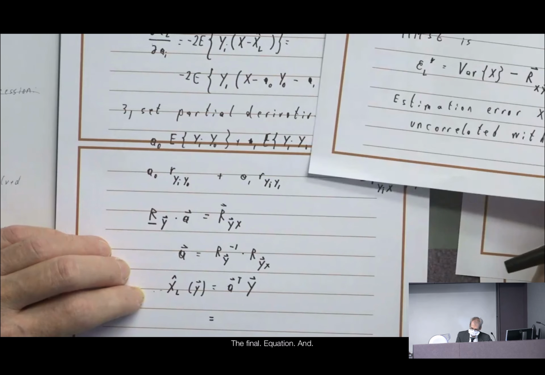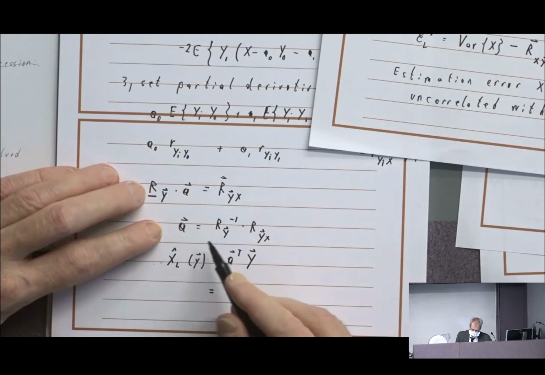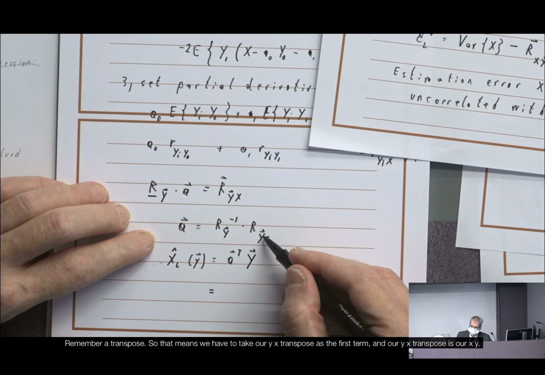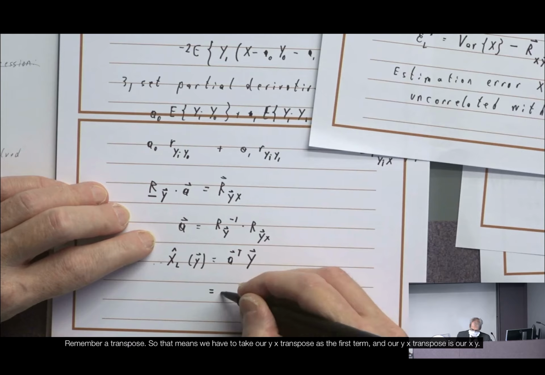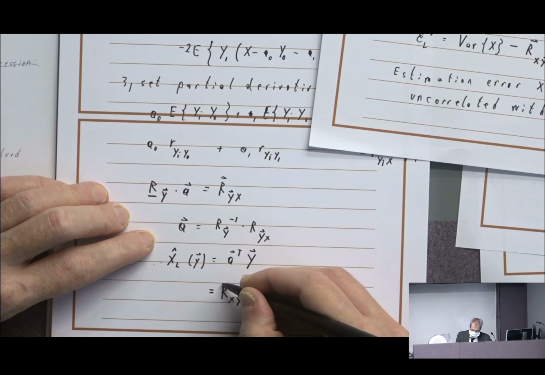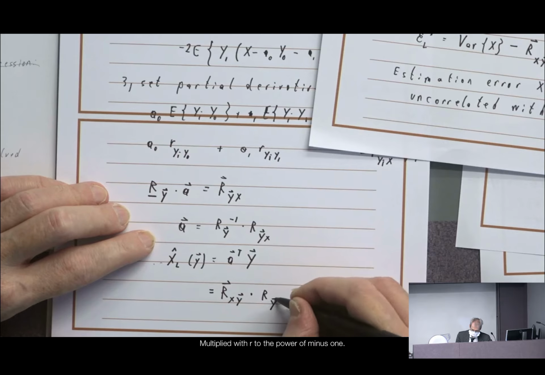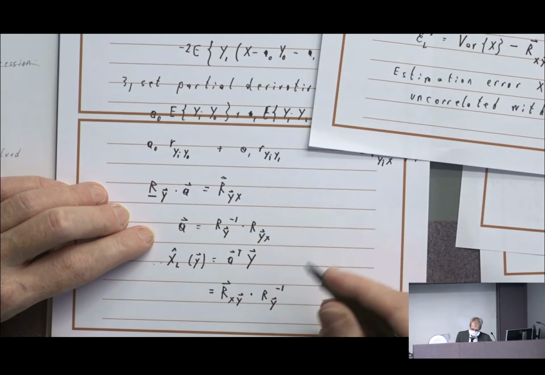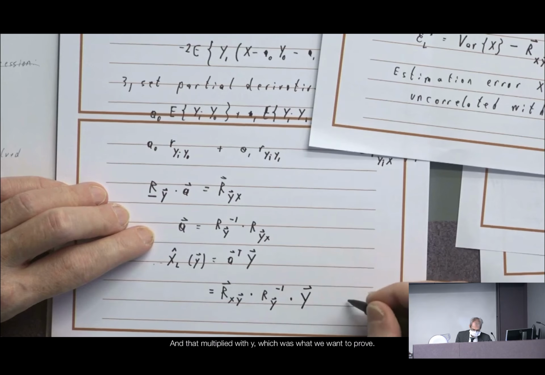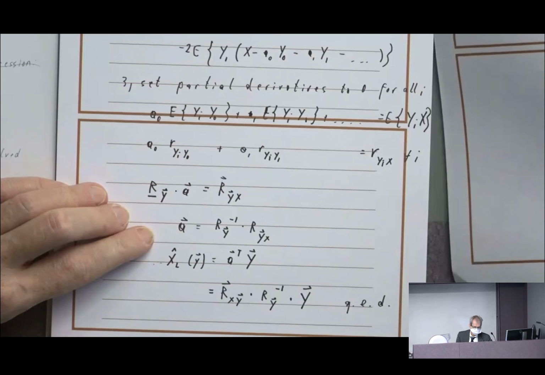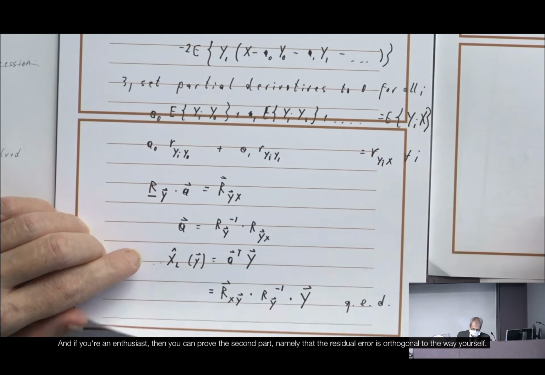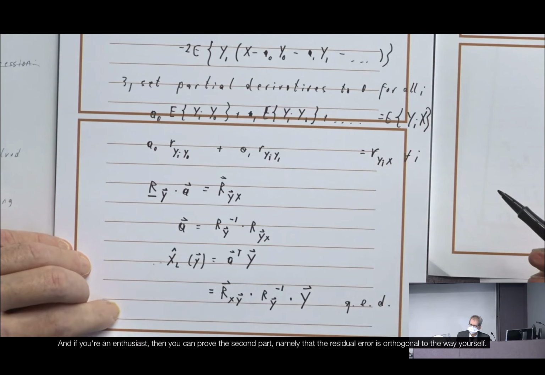Right? Remember a transpose, so that means we have to take r_yx transpose as the first term, and r_yx transpose is r_xy, multiplied with r to the power of -1. The transpose of the autocorrelation function is the autocorrelation function itself, right? And that multiplied with y, which was what we wanted to prove. And if you're an enthusiast, then you can prove the second part, namely that the residual error is orthogonal to the y yourself.